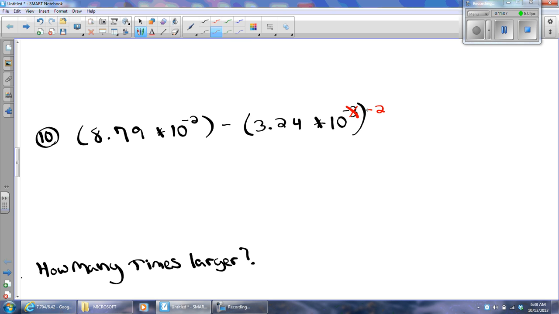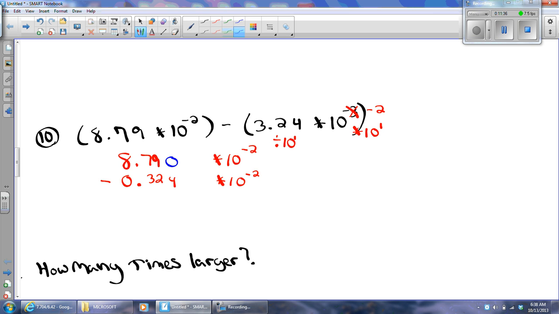How do I do that? By multiplying by 10 to the first. Here I'll divide by 10 to the first, right? So I'm going to have 8 and 79 hundredths times 10 to the negative second. And I'll be subtracting 0.324 times 10 to the negative second. Need a placeholder in here of a 0, right?